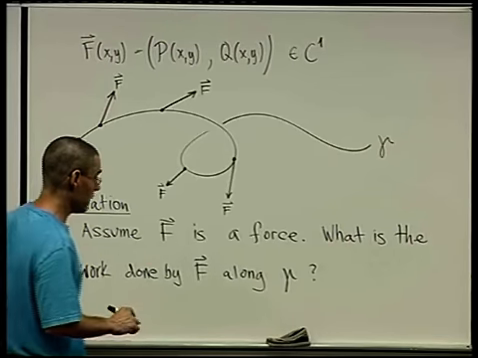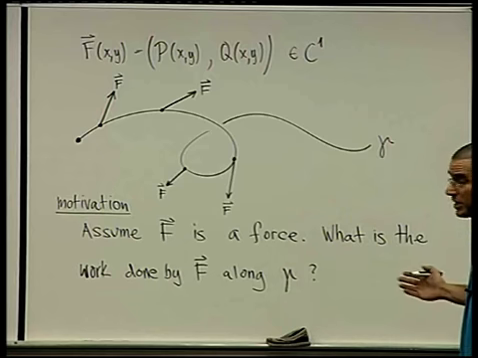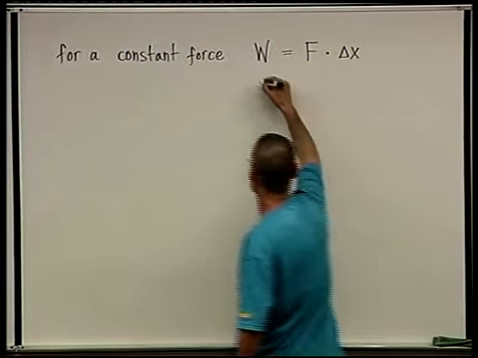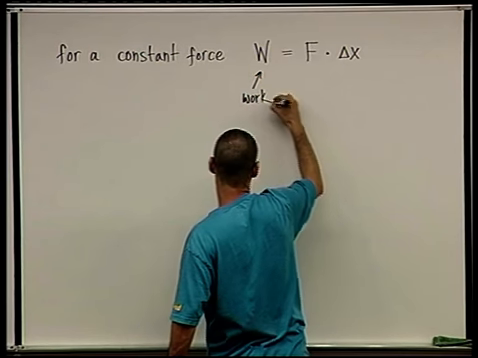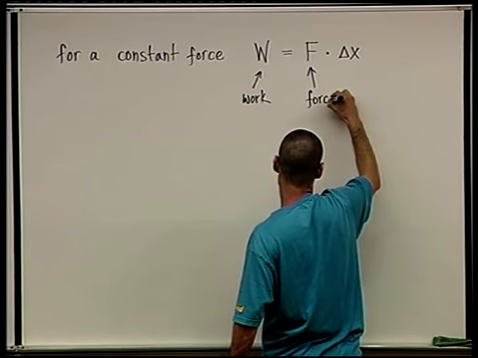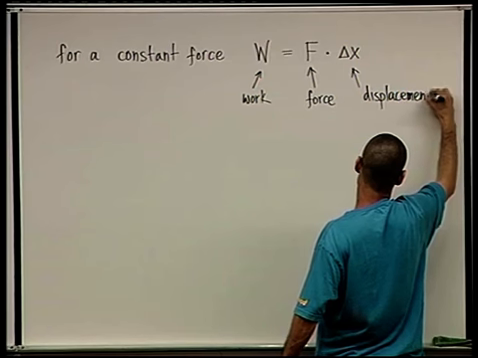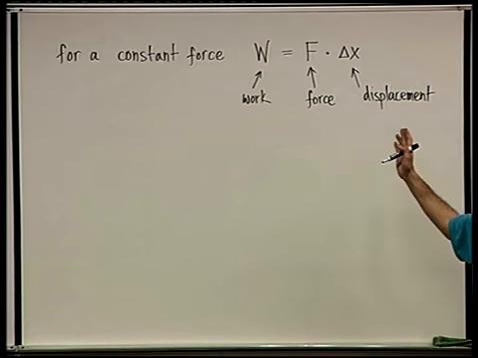So in general, the way work relates to force is the following. For a constant force, if F is a constant force, then the work equals the force times the displacement, the distance that the force operated on. So work equals force times displacement, the distance. Okay, do you all know this?